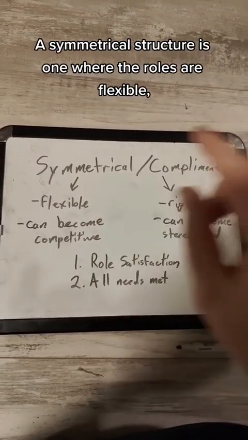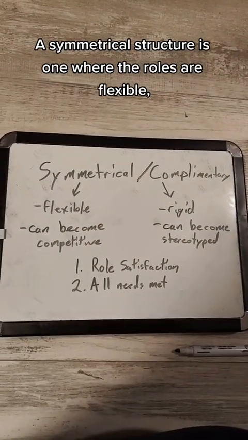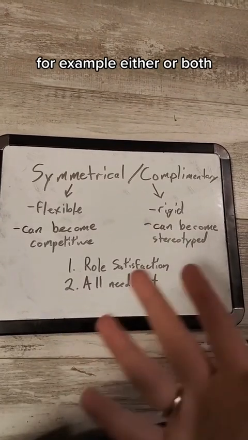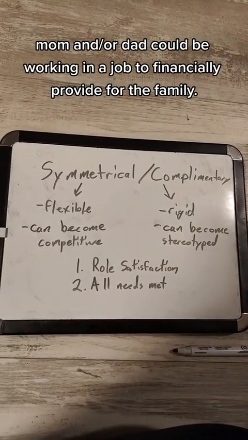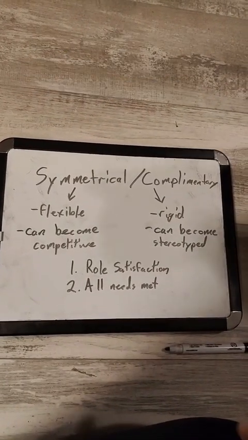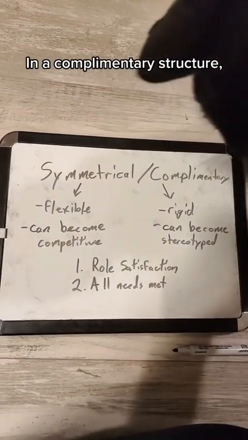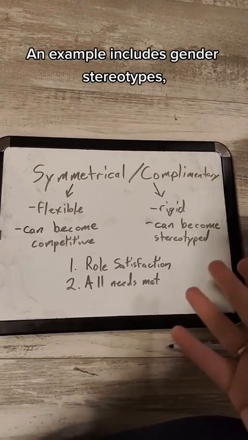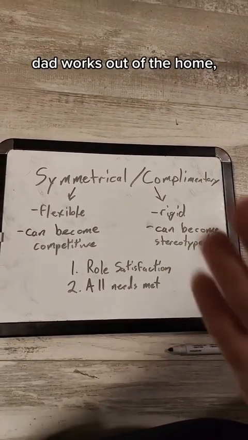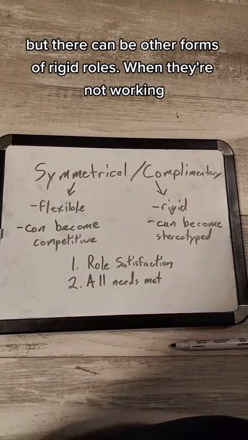A symmetrical structure is one where the roles are flexible. For example, either or both mom and or dad could be working in a job to financially provide for the family. In a complementary structure, the roles are more rigid. An example includes gender stereotypes. Dad works out of the home, but there can be other forms of rigid roles.